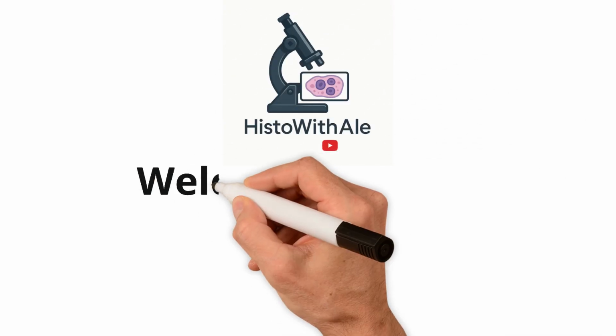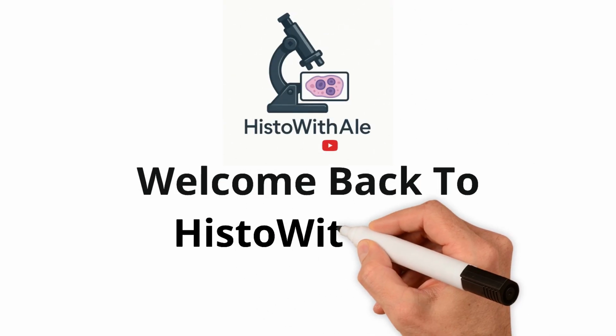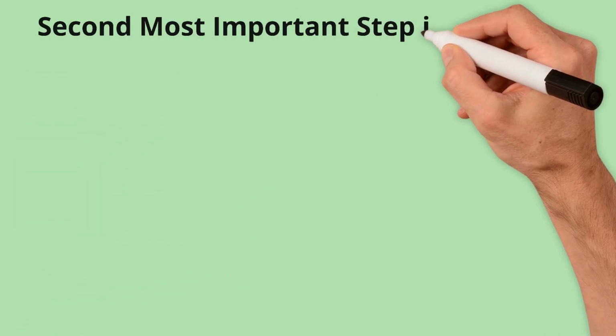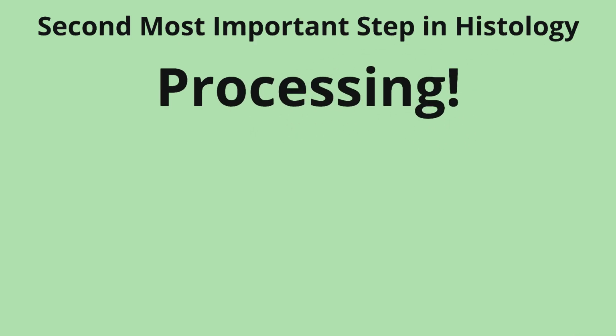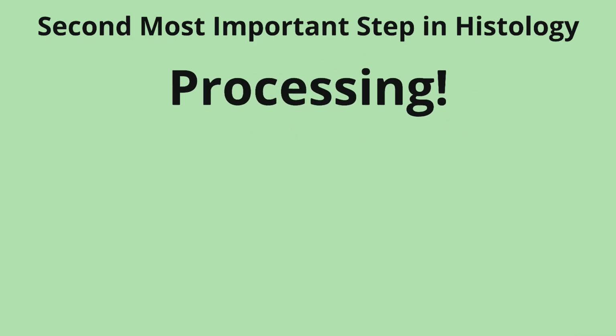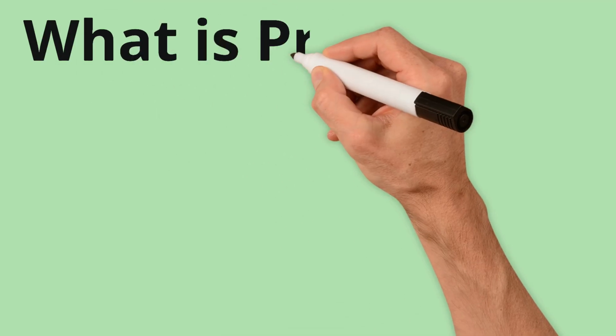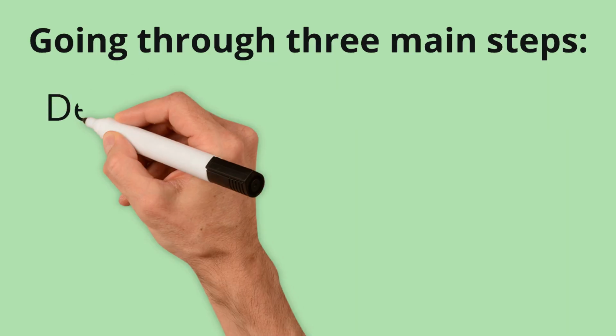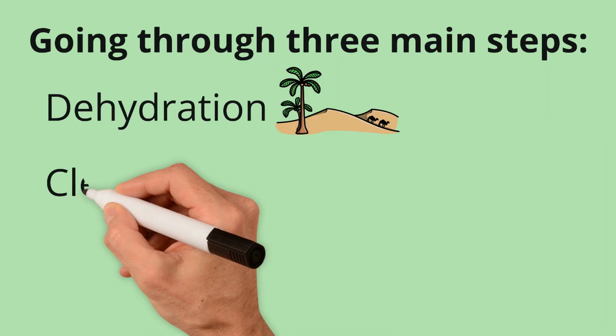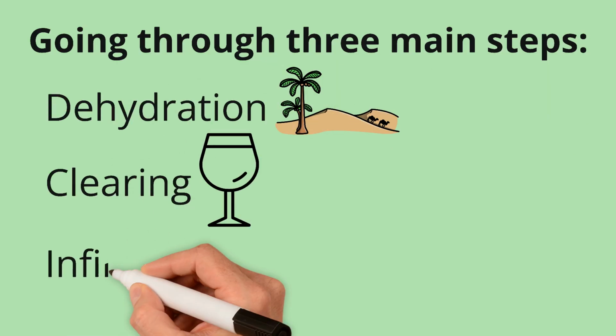After having several episodes where we talked about fixation, it is time to start talking about the second most important step in histology, and that is processing. This will be a series of many videos. So, let's start from what is processing? Processing tissue usually means going through three main steps: dehydration, clearing, and infiltration.